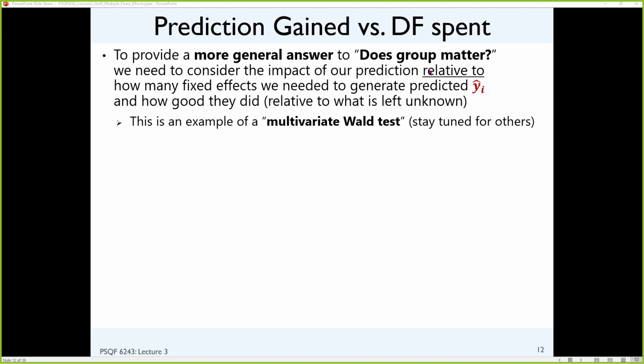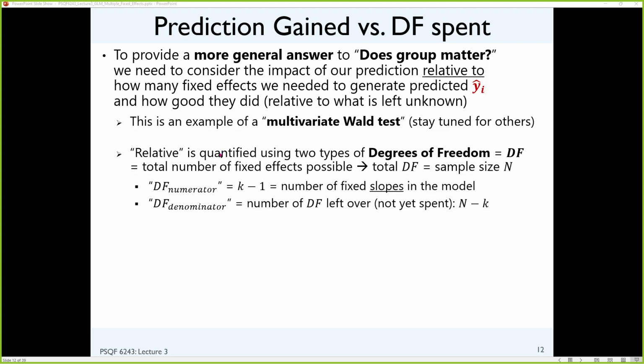So a more general answer requires us to lump together beta 1 and beta 2 and ask whether their joint contribution to the model is significant. This is your first example of something that is known more generally as a multivariate Wald test. So we'll have several examples of this throughout the semester. And we have to quantify how good our model is relative to what we still don't know, and how many terms we had to add to get to our current level of prediction. So everything is relative in this case.